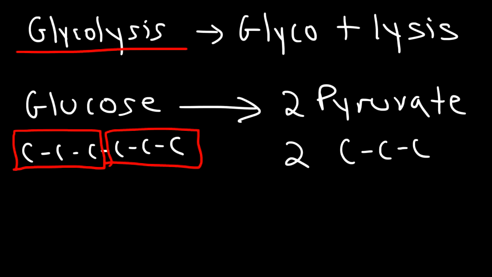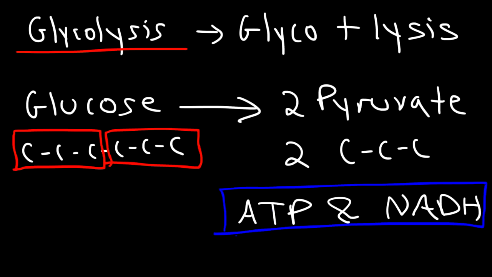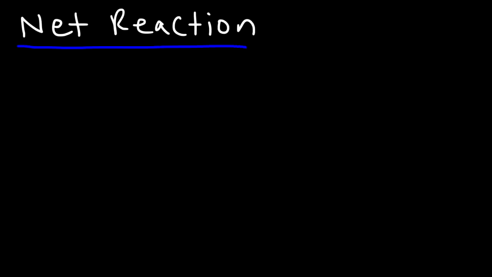And in this process, some of the energy that's released as glucose converts into 2 molecules of pyruvate is captured in the form of ATP and NADH. So glycolysis is an energy producing process. Now let's discuss the net reaction of glycolysis. So glycolysis takes place in the cytosol of the cell.